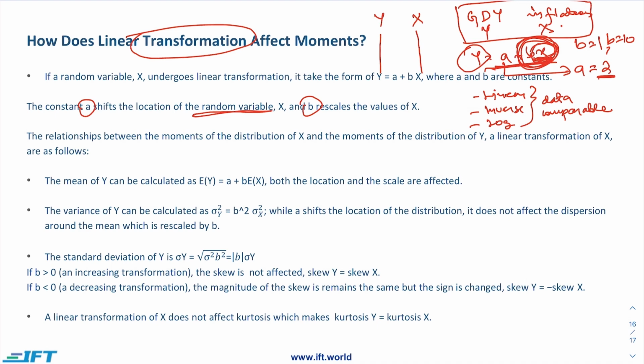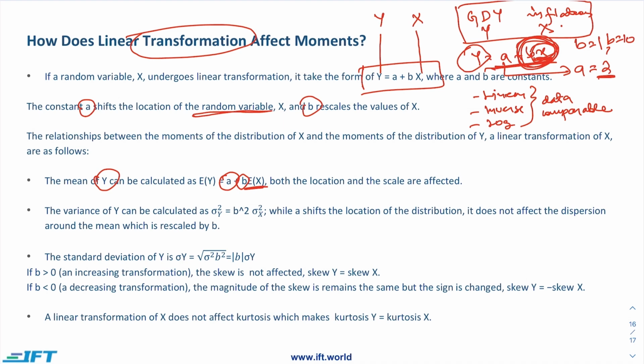Now, if we talk about the impact of this linear transformation on our moments, if we calculate the mean of y in this equation, we can see that expected y would be equal to a plus b times expected x. a is a constant, so its value would remain the same. The b will also come out, and the expected x will be calculated separately. So both the location and the scale would be taken out, and the expected x would be measuring the impact on expected y.